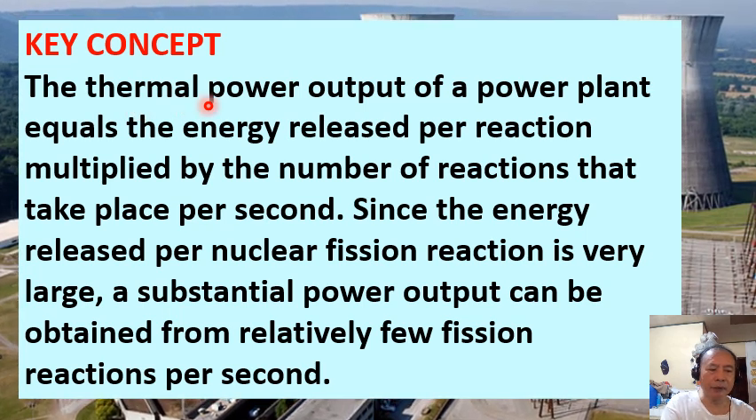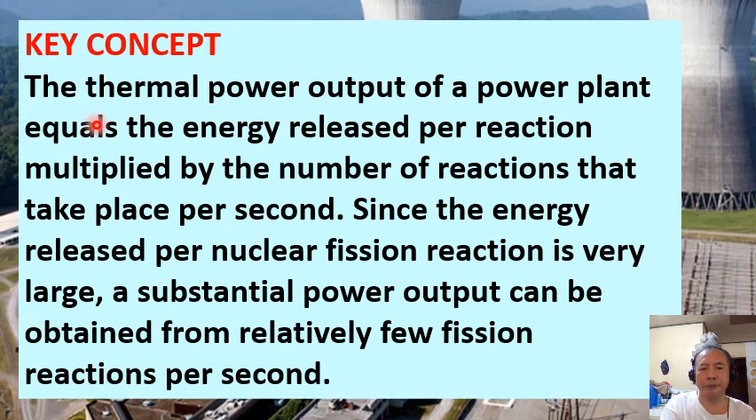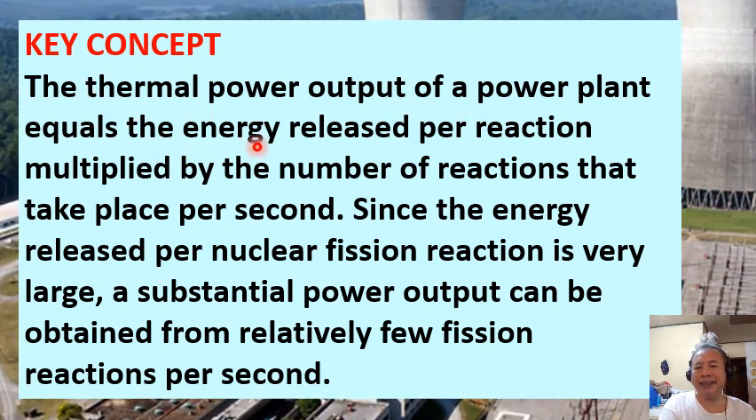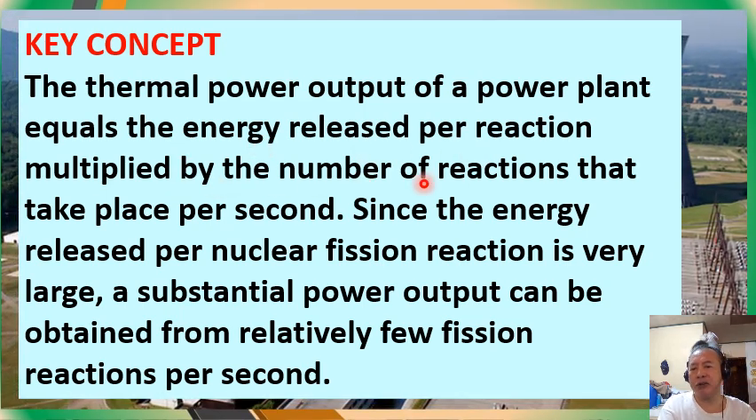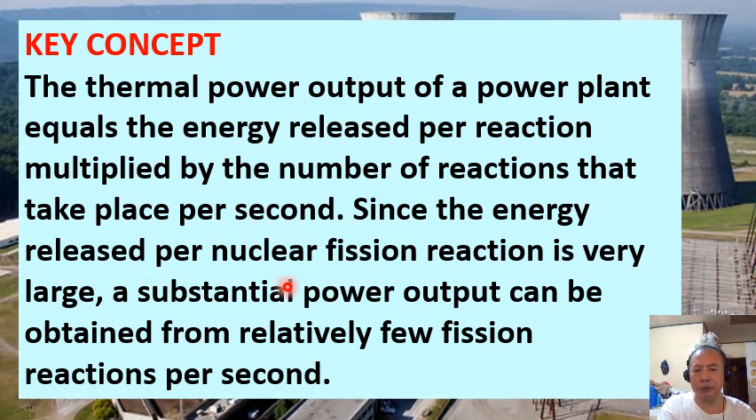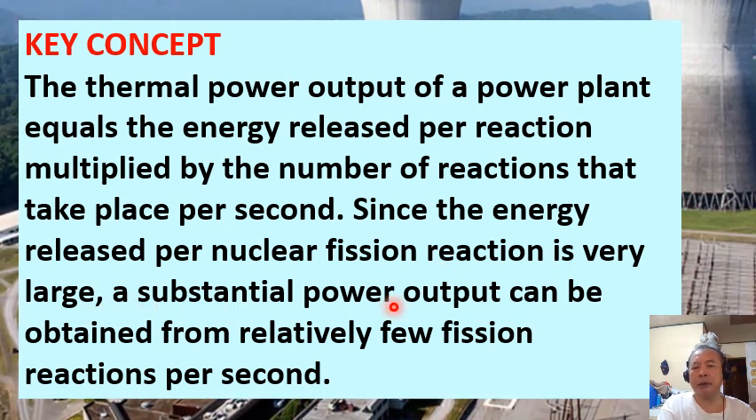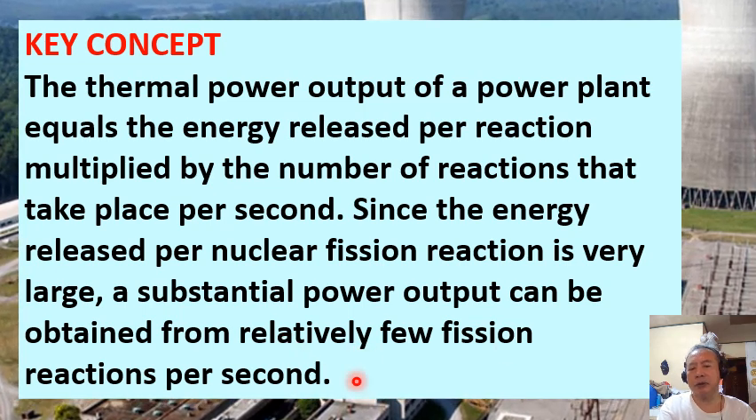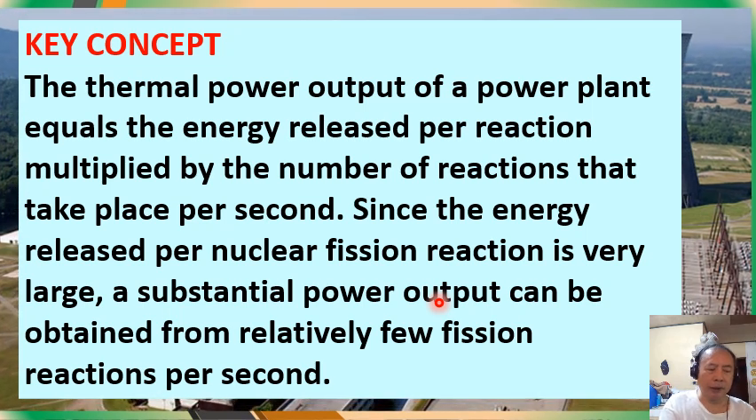Before we end, let's emphasize the key concept applied in this problem. The thermal power output of a power plant equals the energy released per reaction multiplied by the number of reactions that take place per second. Since the energy released per nuclear fission reaction is very large, a substantial power output can be obtained from relatively few fission reactions per second. And that concludes our lesson.